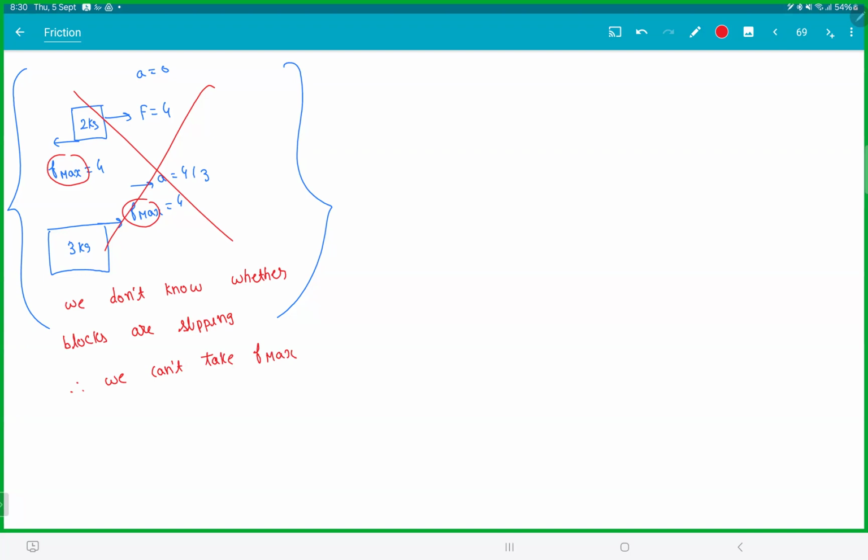So that is the first thing. Keep in mind, whenever you see 2-block problems, don't take F max. Then how do we start? This is how we start. Since we don't know whether they're slipping or not, let's start with an assumption. Assume they're going together. Let's assume and see what happens. Assume blocks go together.